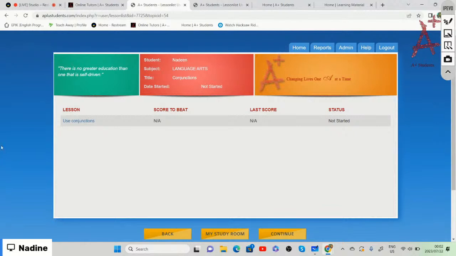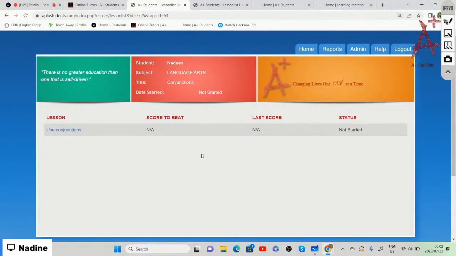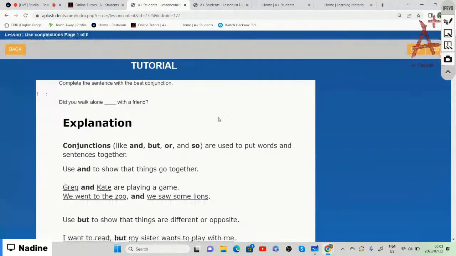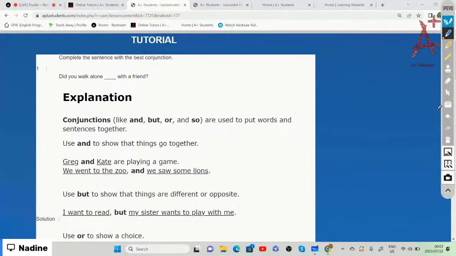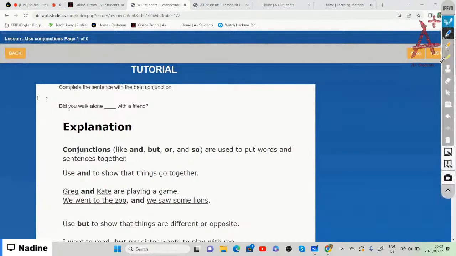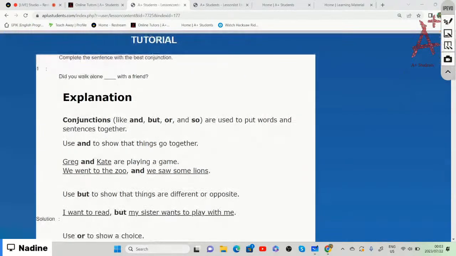All right, so the chapter that we are focusing on today is conjunctions, and the lesson for today is use conjunctions. So we will be able to use conjunctions, but first, we need to know what a conjunction is. So we're going to go into use conjunctions. We need to use conjunctions.